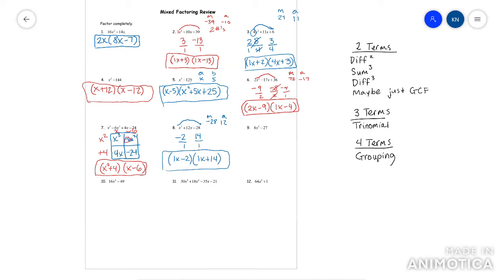Okay, moving right along. This next one, 2 terms. So it's one of these. Look at the exponent. It's a cube. So it's one of these, and it's a minus in the middle. So it's got to be a difference of cubes. So again, go get the cube roots of these things. Cube root of 8 is 2. Cube root of 27 is 3. Then just plug them into the equation.